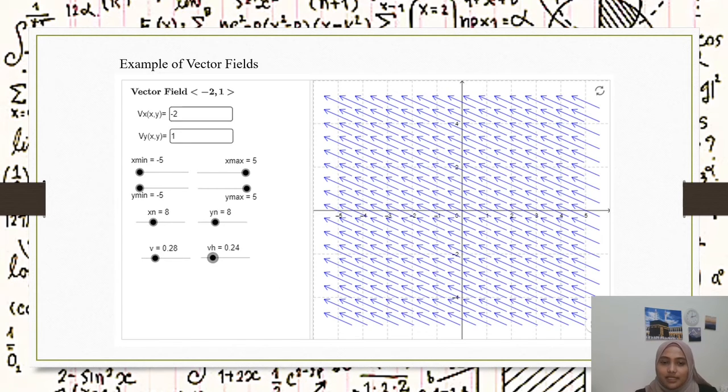These are examples of vector fields that we can do in GeoGebra. As you can see, these are the vectors of the vector field when we define x equals -2 and y is 1. You can try it in GeoGebra to obtain the result of the vector field and have a better understanding.